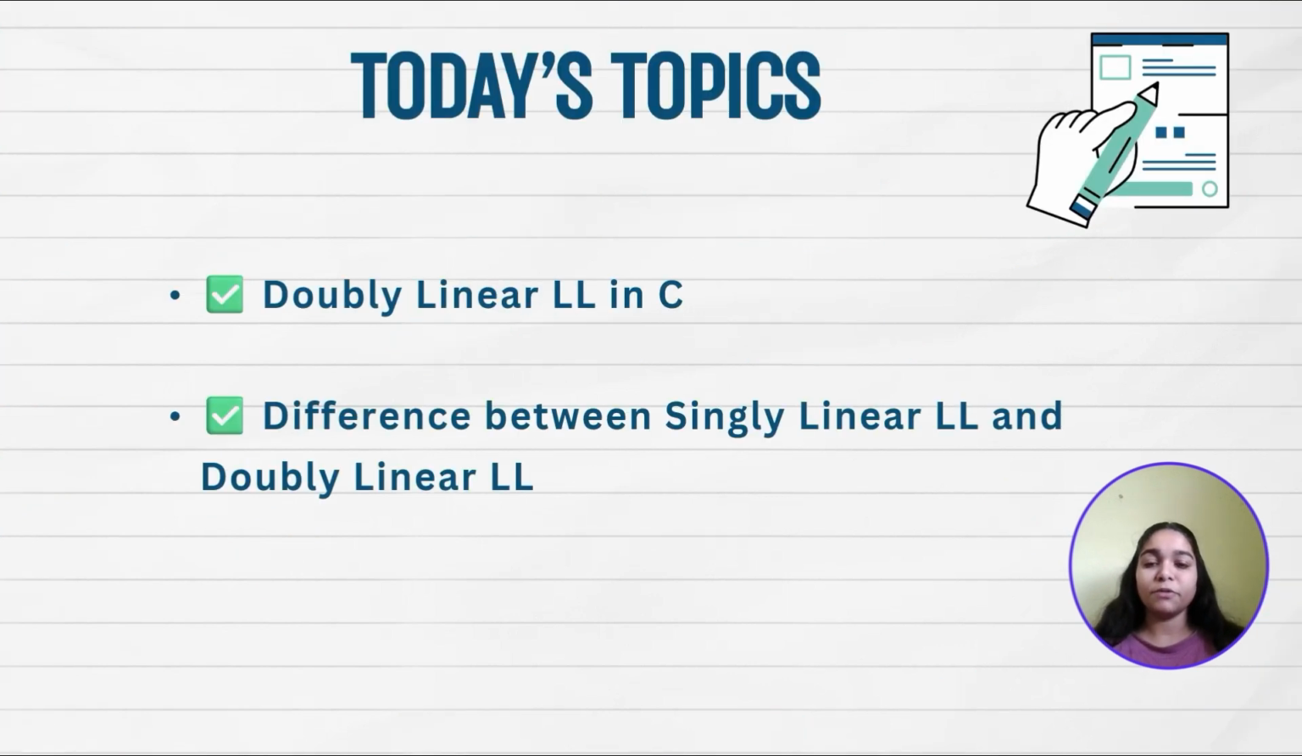So these are the topics which we are covering today. First, we will implement the doubly linear linked list in C, and then we will see the difference between the singly linear linked list and doubly linear linked list. So we'll write the code from scratch and understand it step by step. So let's move to the VS Code.